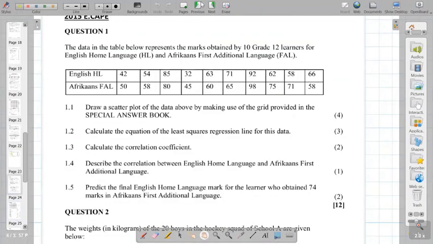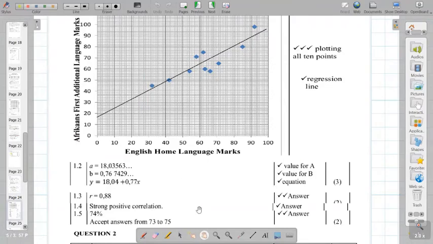And finally, if someone got, what was it? 75, was it 70? Yeah, 74 in Afrikaans. So Afrikaans values are Y values. So in the equation, you substitute Y with 74. So 74 is equal to 18.04 plus 0.77x.